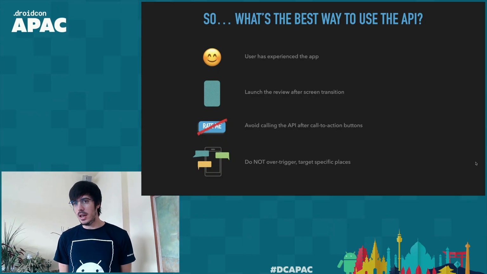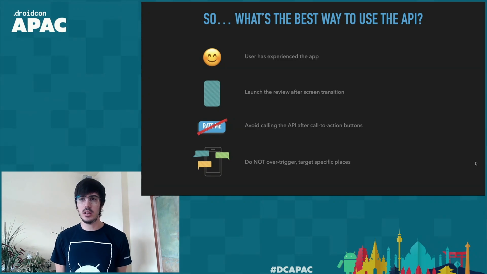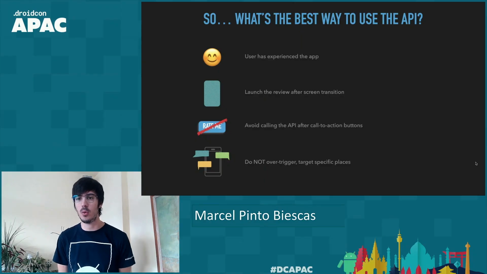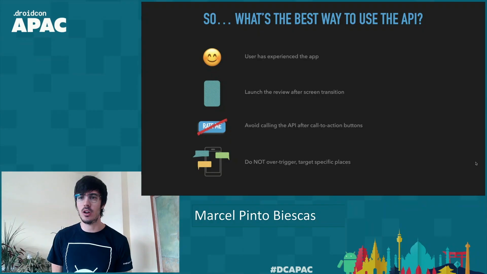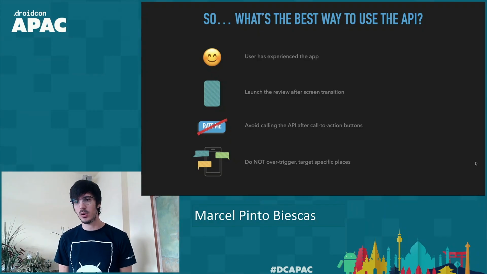over-trigger the API, for example every time the application opens. Rather, target specific places, because even if you over-trigger, the quotas might be enforced, and then the user might still only see the dialogue once every few weeks. But you probably want to ensure that the user has experienced the app well enough. So trigger at a specific place and you will get better results.